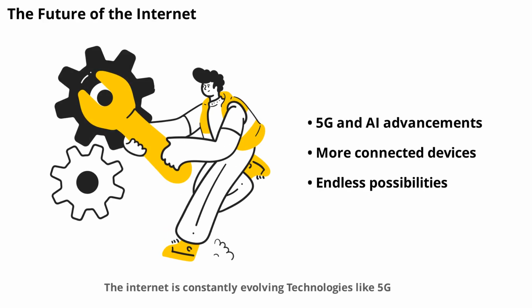The internet is constantly evolving. Technologies like 5G, artificial intelligence, and quantum computing promise even faster speeds and smarter services. As more devices connect and new applications emerge, the internet will continue to shape our lives in ways we can't yet imagine.